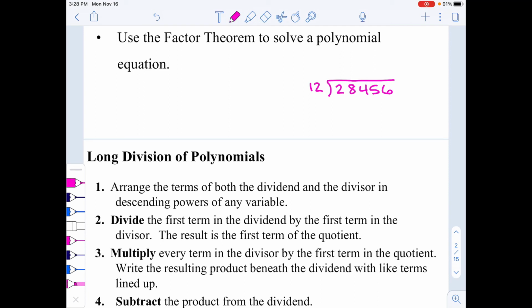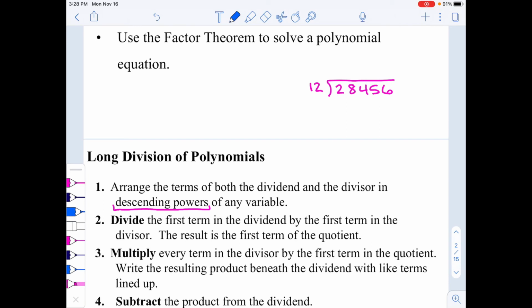All right, so step 1, arrange the terms of both the dividend and the divisor in descending powers of any variable. So the key part here is make sure that you're descending powers, highest power to lowest power. So you're going to set it up. You have your divisor on the outside, like the 12 is, and your dividend, that big crazy number in my case, on the inside.